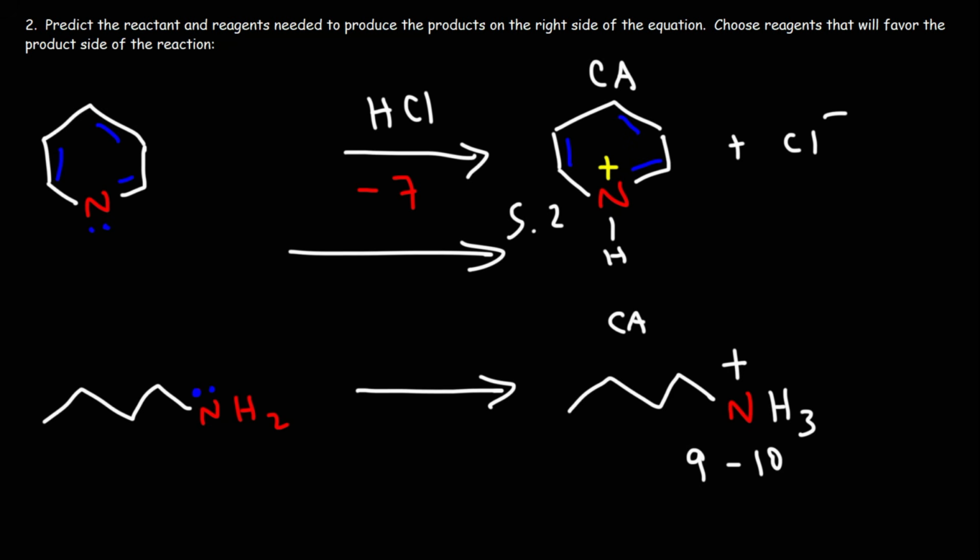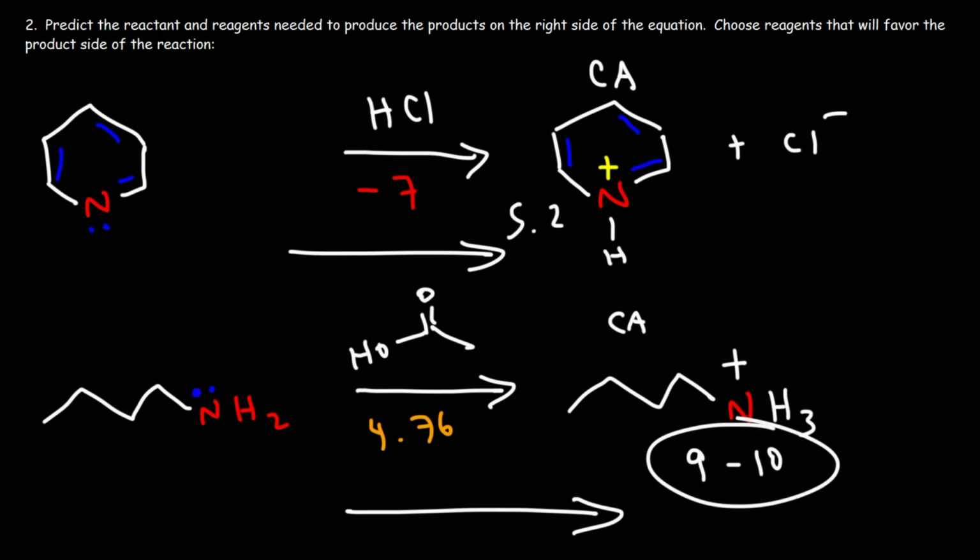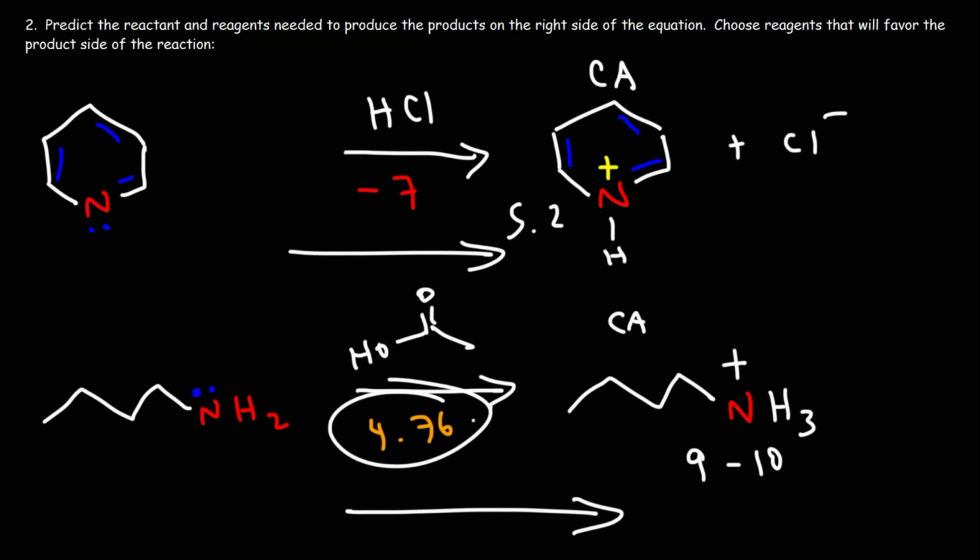Now for the next one, we could use HCl as well, but that might be too much. We don't need to use a strong acid. We could use a weak acid like a carboxylic acid such as acetic acid. The pKa of acetic acid is 4.76. And the reaction is going to shift to the side with the higher pKa or the weaker conjugate acid. And so 4.76 is more than 2 units away from 9 to 10. So this is definitely more than enough to drive the reaction to the right. The byproduct is going to be acetate.